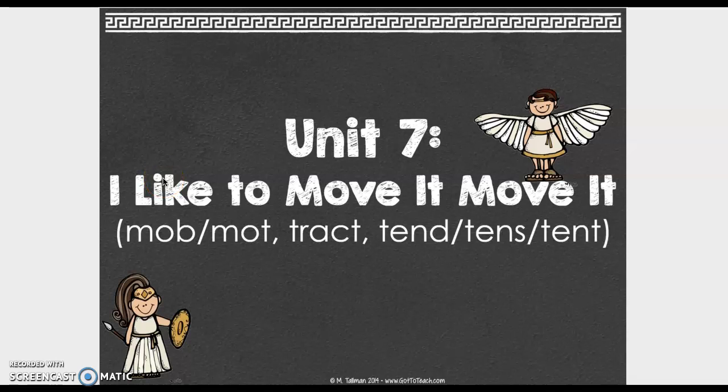Hey, 6th grade, our new unit of vocab is called I Like to Move It, Move It. Our roots are mob, mot, tract, tend, tens, tent. What I want you to do is make sure you have the 3 new sets of roots written down, and then you should have all 10 vocab words, the number of syllables, and the definition written down.